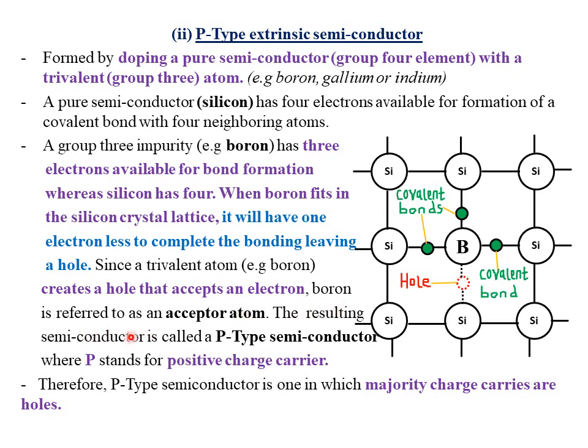So the resulting semiconductor is called a p-type semiconductor, where P stands for positive charge carrier, because remember we said that a hole is assumed to be positively charged because it can easily accept an electron. So because a hole is positively charged, hence the word p-type semiconductor, where P stands for a positive charge carrier. Therefore, we can define a p-type extrinsic semiconductor, or simply put, a p-type semiconductor, as one in which the majority charge carriers are holes, or they are positive charge carriers.